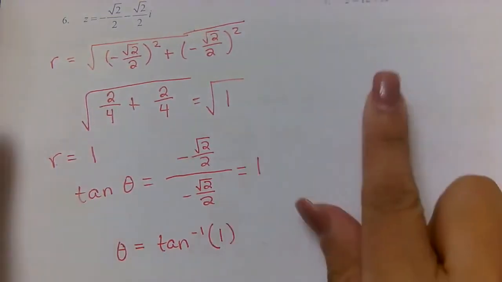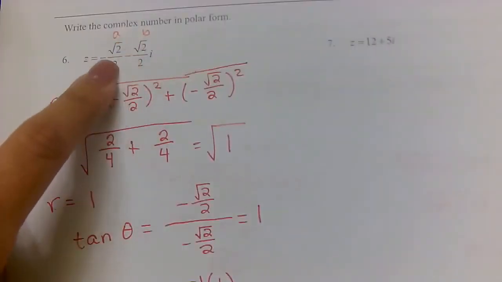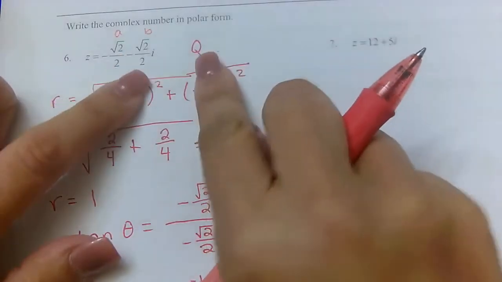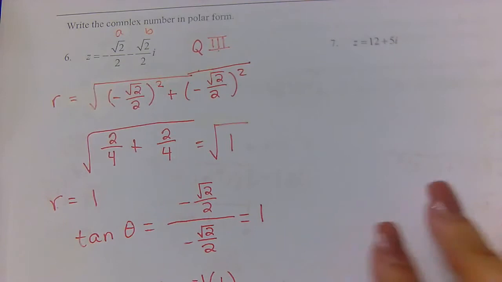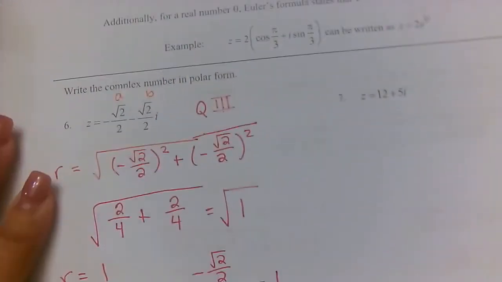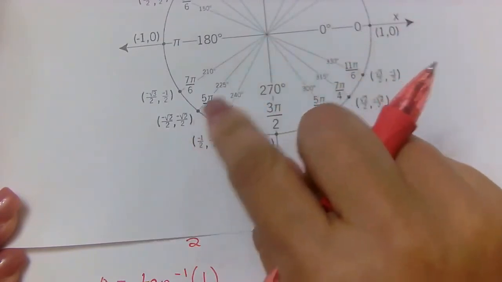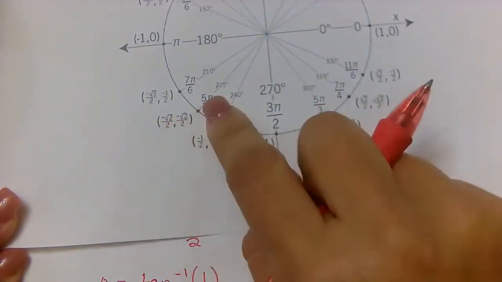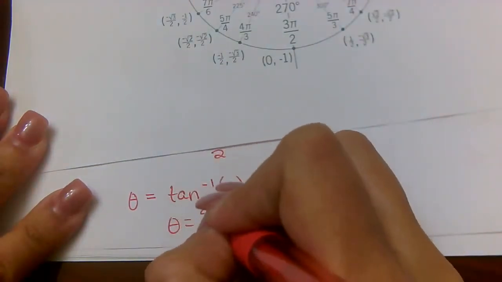But wait, remember, we need to consider which quadrant we're in. If I look at the signs here, negative and negative, I should be in quadrant 3. So we need to make sure that our theta is in terms of quadrant 3. So let's see, where is tangent equal to 1 in quadrant 3? Tangent's equal to 1 right here, which means theta is going to be 5 pi over 4.